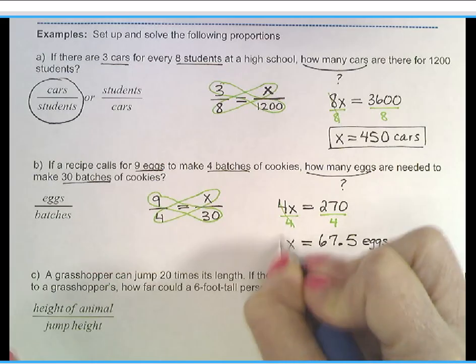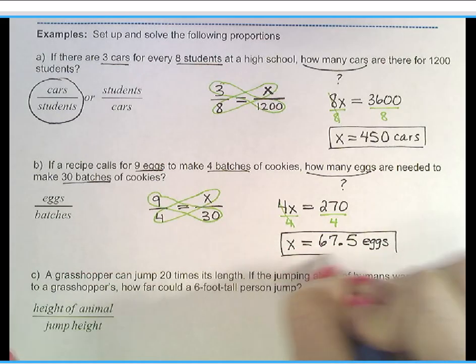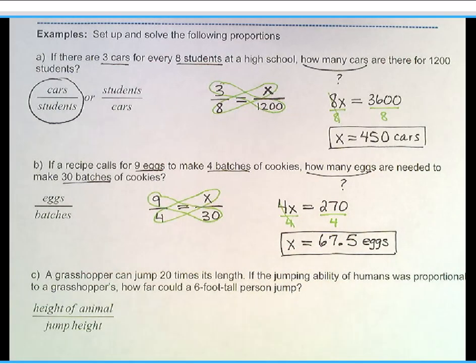And how do you get half an egg? I don't know. Y'all figure that out on your own. I don't know what to tell you for that one. You probably just use 67 or 68. You're not going to actually cut the egg in half, but whatever. It's possible that you can get decimal answers.